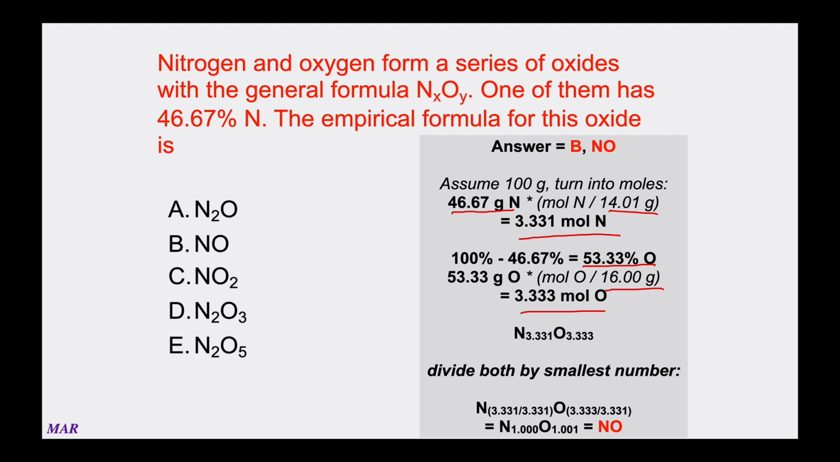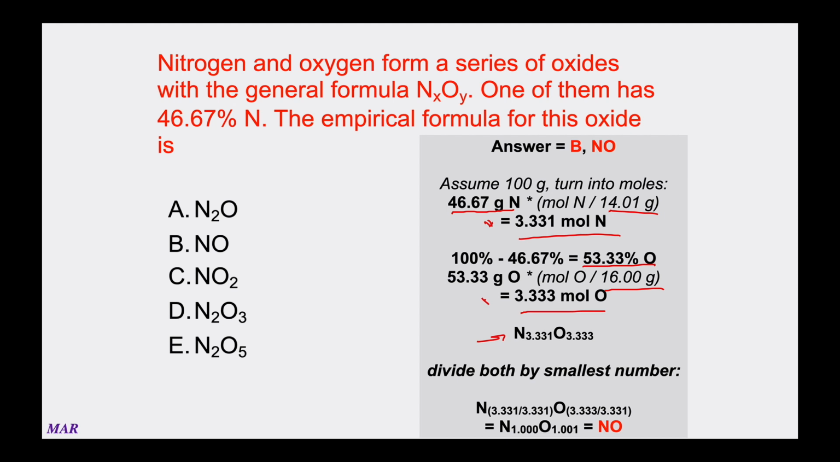Now, these two numbers, the moles of N and the moles of O, you can make a cheesy formula. N 3.331 O 3.333, but man, is that an ugly formula. All right, that's way too ugly for chemistry. So you need to break it down to whole numbers. You divide by the smaller. 3.331 is certainly a little bit smaller than 3.333. So you can see that 3.331 divided by itself is exactly 1, and the other one is almost exactly 1. This is 1 nitrogen to 1 oxygen, or NO.